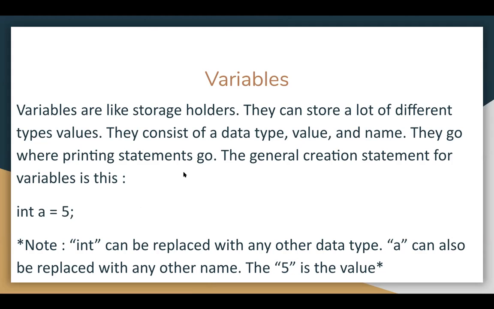So, like I said here, they mainly consist of data types, values, and names. So this is the data type, and you can see that I put an int here. So that represents an integer, if you remember. So they always go in front, the very first one. Then this a here, that's the name of the variable. And again, since it's a name, you can name it whatever you want.